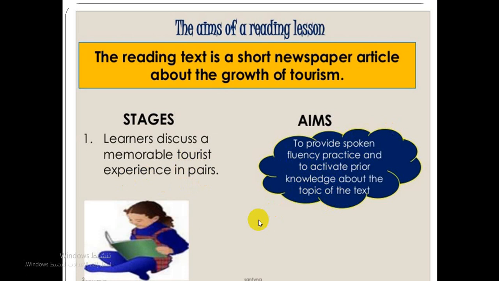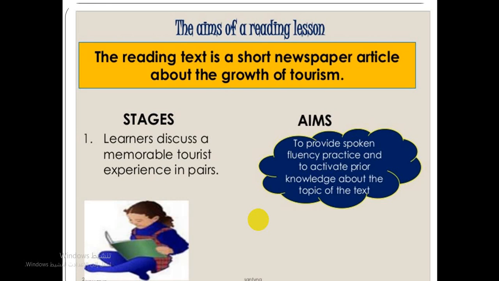Another example: the teacher writes 5 words on the board from the text. Students look for these words in the text and underline them. So here, the aim of this reading lesson is to provide practice in scan reading for specific words.